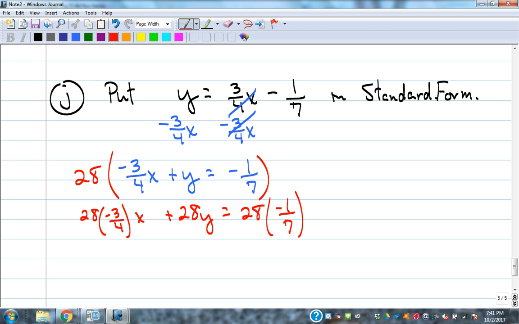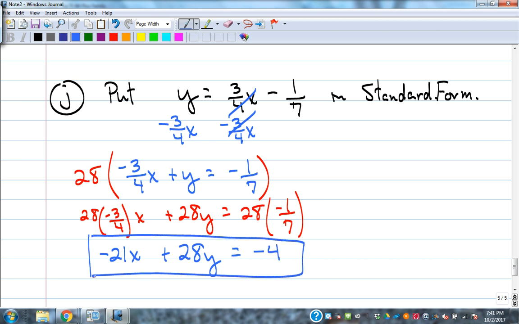I would say negative 3/4 times 28. I know that's negative 21. And then I know that's 28y. And then 1/7 of 28 would be 4, right? So that's negative 4. Then I'm in standard form.